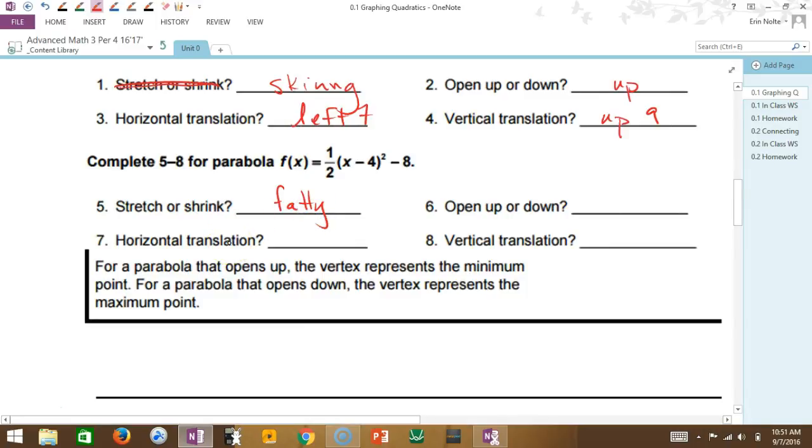Is it up or down? Up. Horizontal translation. Left or right? Okay, right, how far? 4. Right 4. Vertical. Down 8. Everybody follow that?